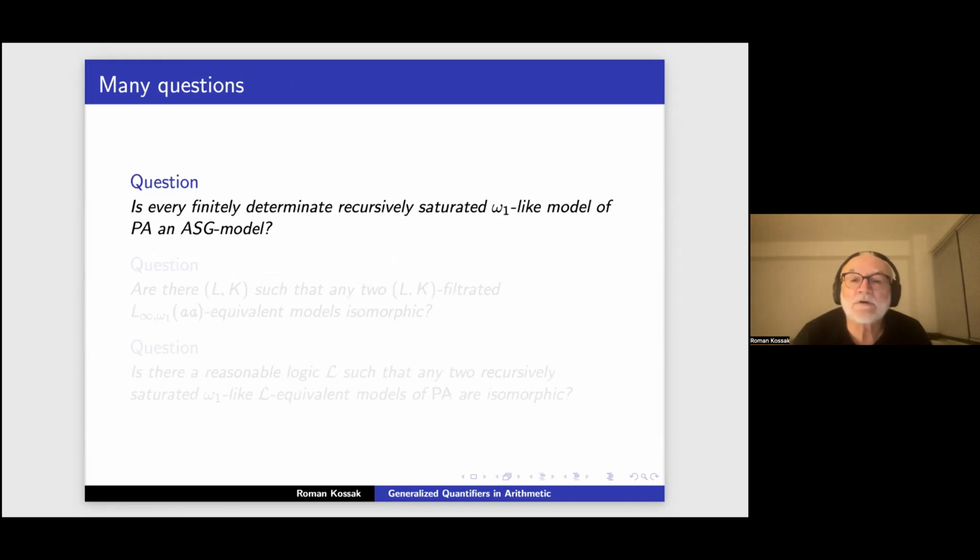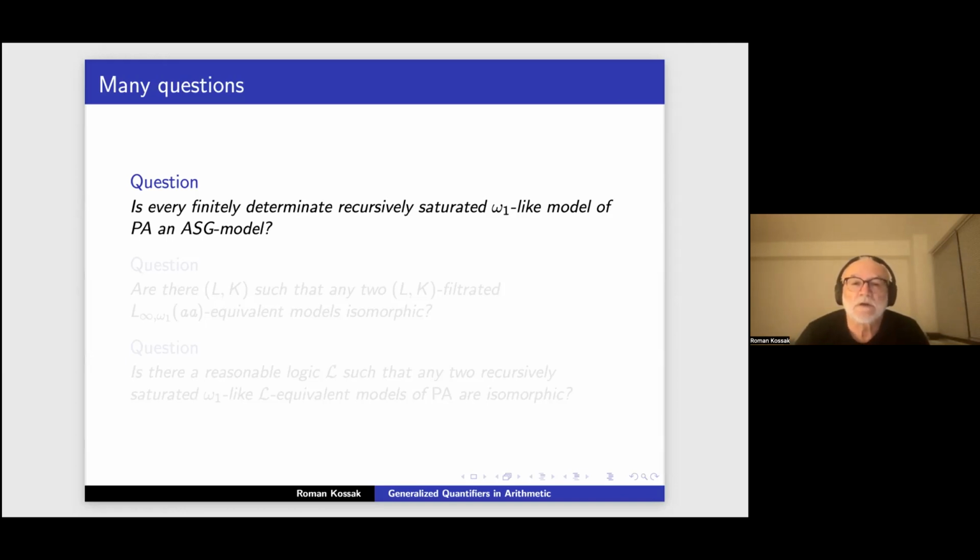Many questions are open. There is this one construction that I gave that gives you finitely determinate models of PA of cardinality omega 1. Are there others? Can one construct some other models with maybe some interesting properties, and prove certain things about the existence or non-existence of isomorphic and highly similar models?